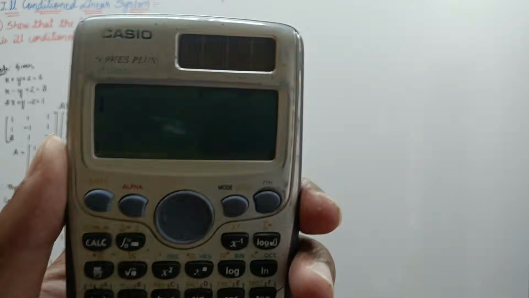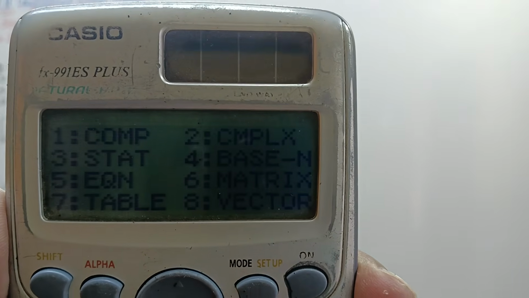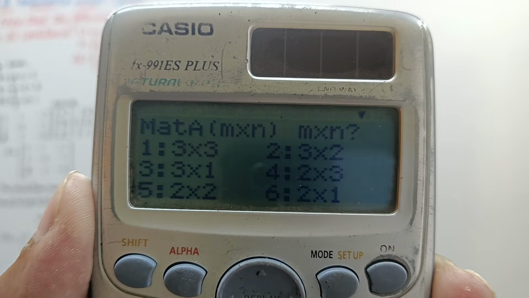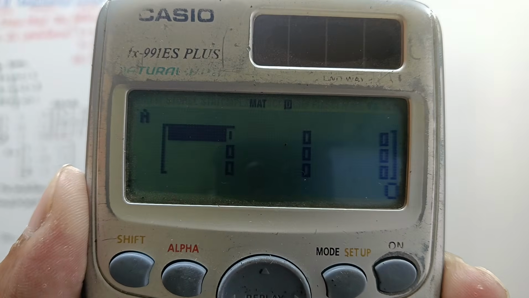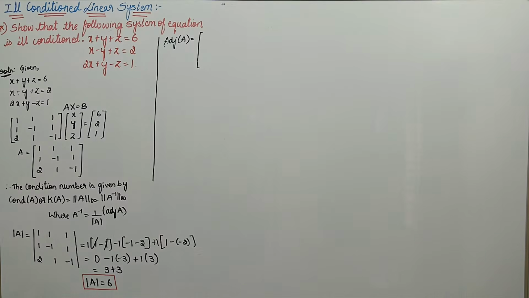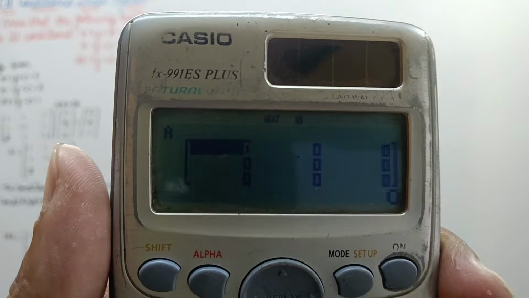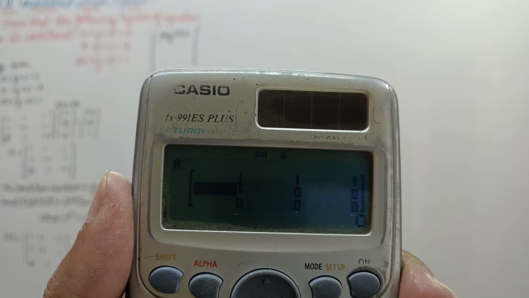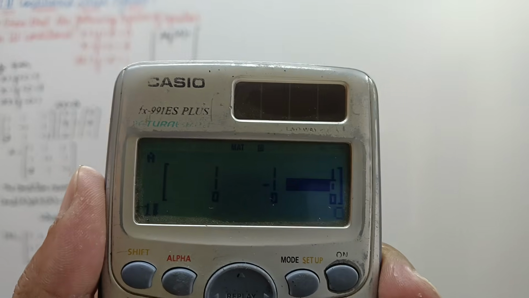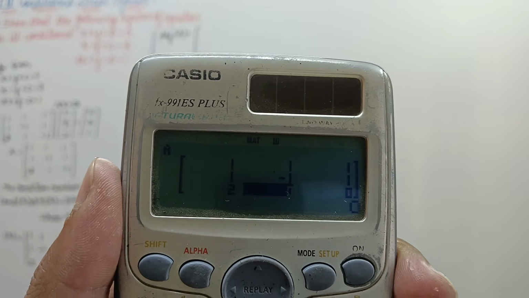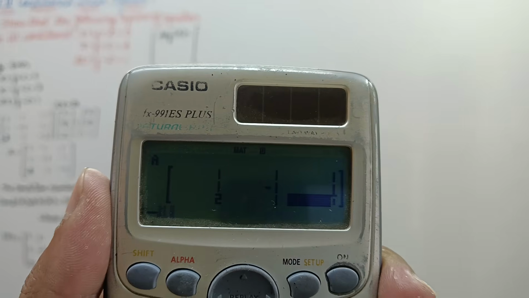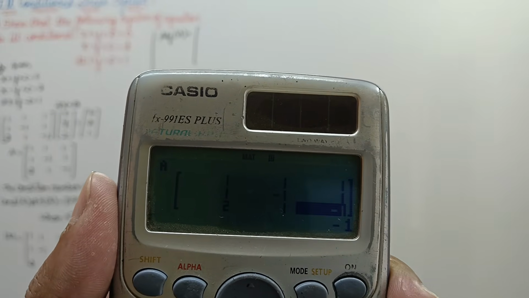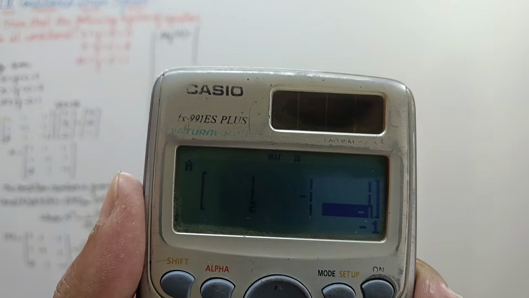Take your scientific calculator. Okay, done. Now press mode setup, press 6, matrix 1, 3 cross 3, and give the matrix elements of A: 1, 1, 1, 1, minus 1, 1, 2, 1, minus 1. Cross verify once. Press AC. How to find adjoint?